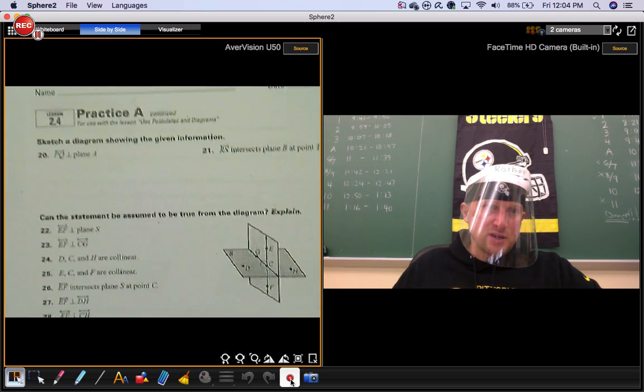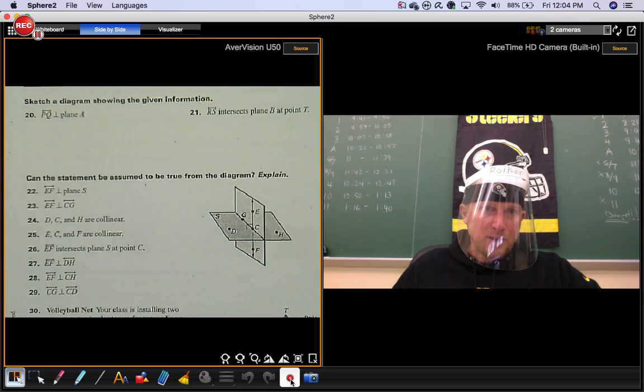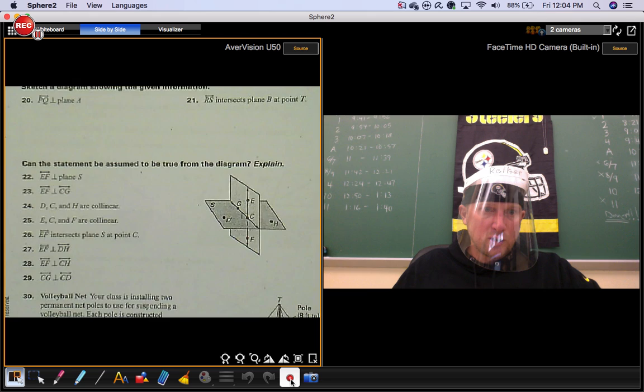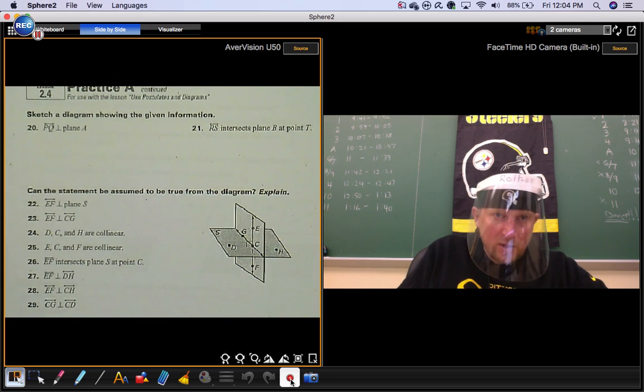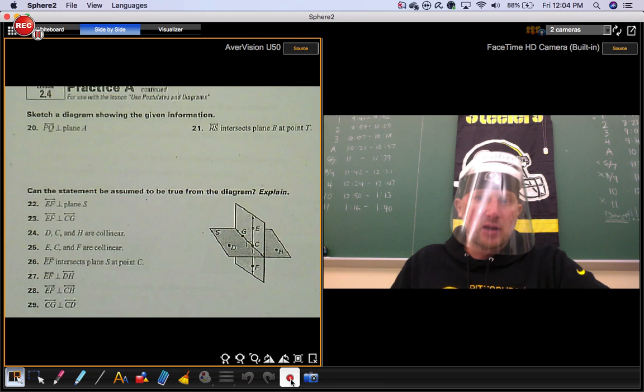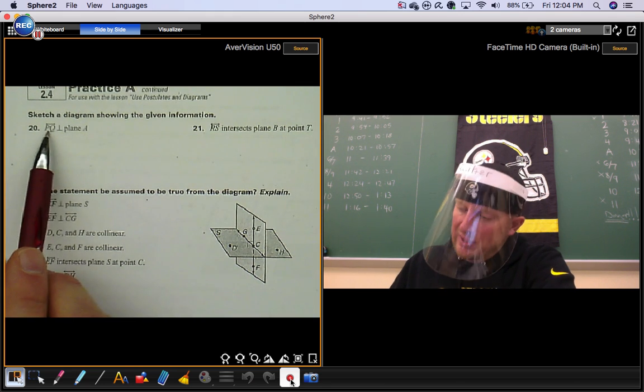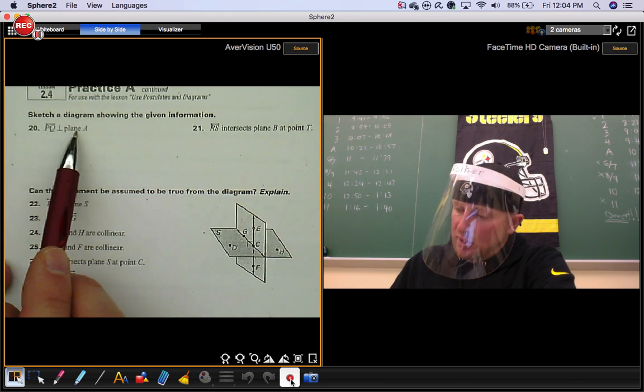This is practice A for section 2.4. We're going to look at the back. Probably going to do numbers 20 through 29. We're going to sketch a diagram showing the given information. We need a line that's perpendicular to a plane.